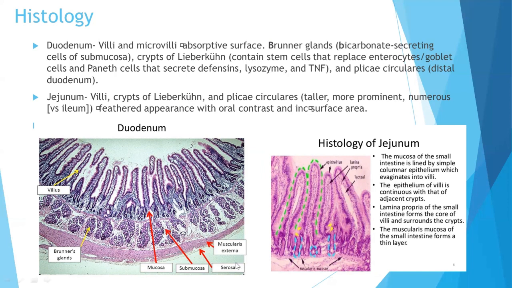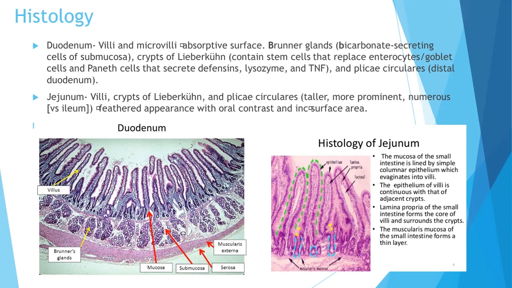The jejunum also consists of villi, crypts of Lieberkuhn, and plicae circulares. But the main thing about the jejunum is that it gives a feathered appearance. Okay, and this feathered appearance is due to the plicae circulares, which are more prominent in the jejunum.